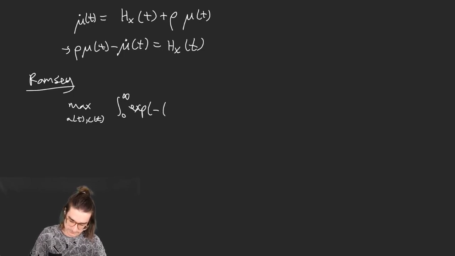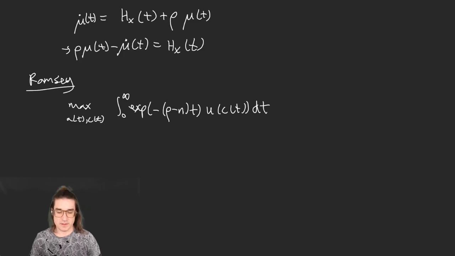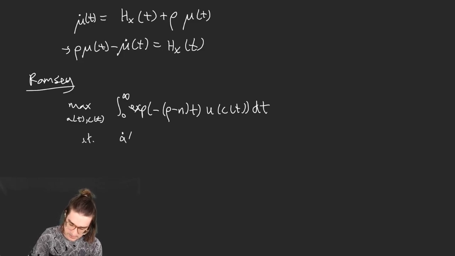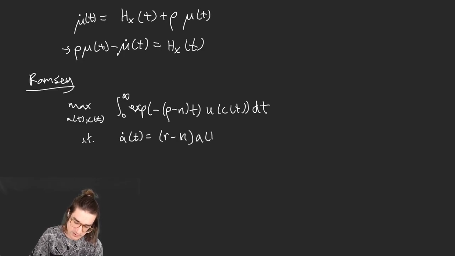Because we're going to have population growth, so put that in there, and then u of c of t. Okay, so this is our utility objective for some path of consumption, and then our constraints are, you know, this law of motion here. We've found it in normalized terms and in per capita terms, okay, plus w of t minus c of t.